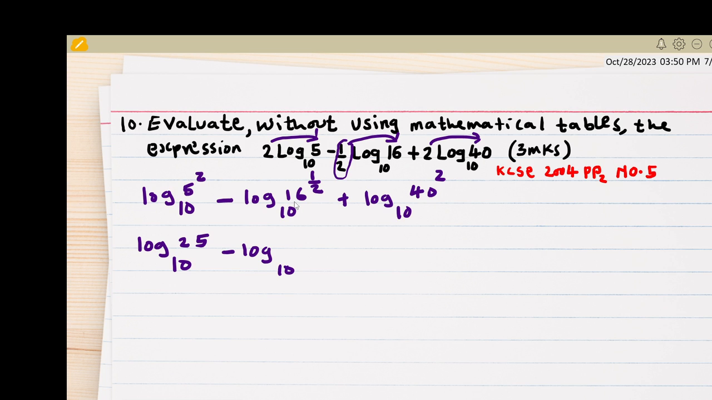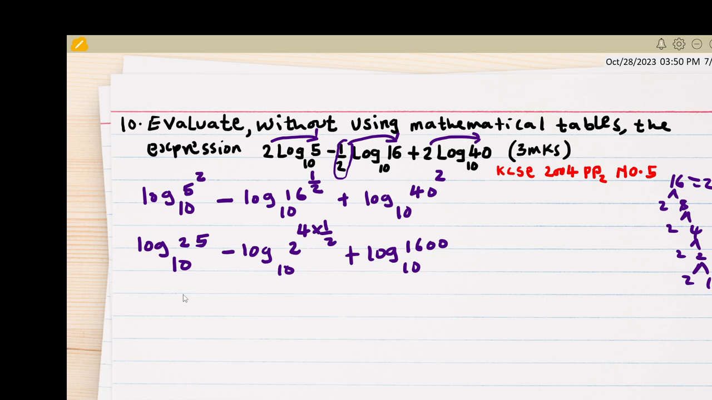Now remember, 16 can be written as 2 to the power of 4. If you check the factors of 16, 2 into 16 is 8, 2 into 8 is 4, 2 into 4 is 2, then 2 into 2 is 1. So 16 is 2 to the power of 4. Then we have a half on the same power, then plus log to base 10 of 40 squared. 40 squared should give you 1600.